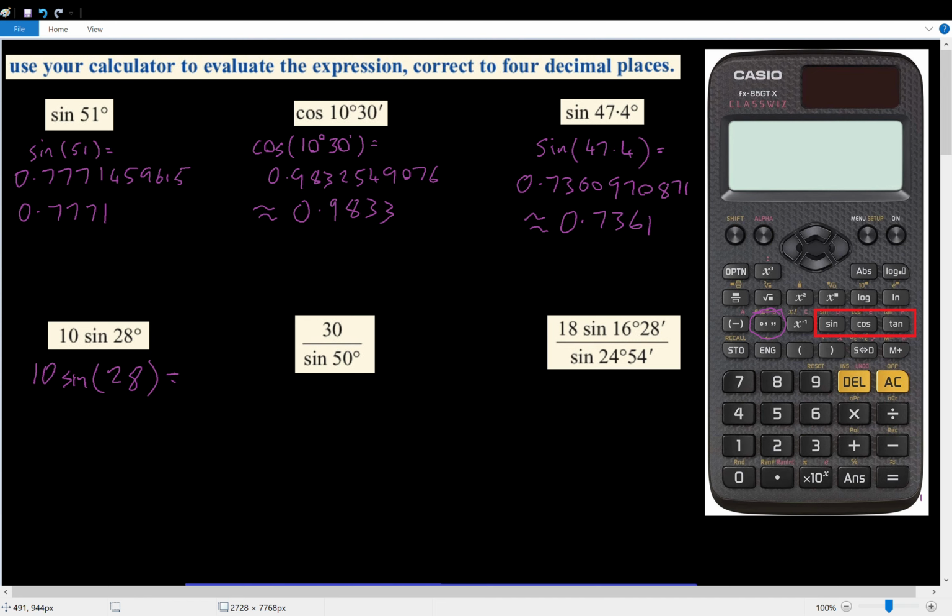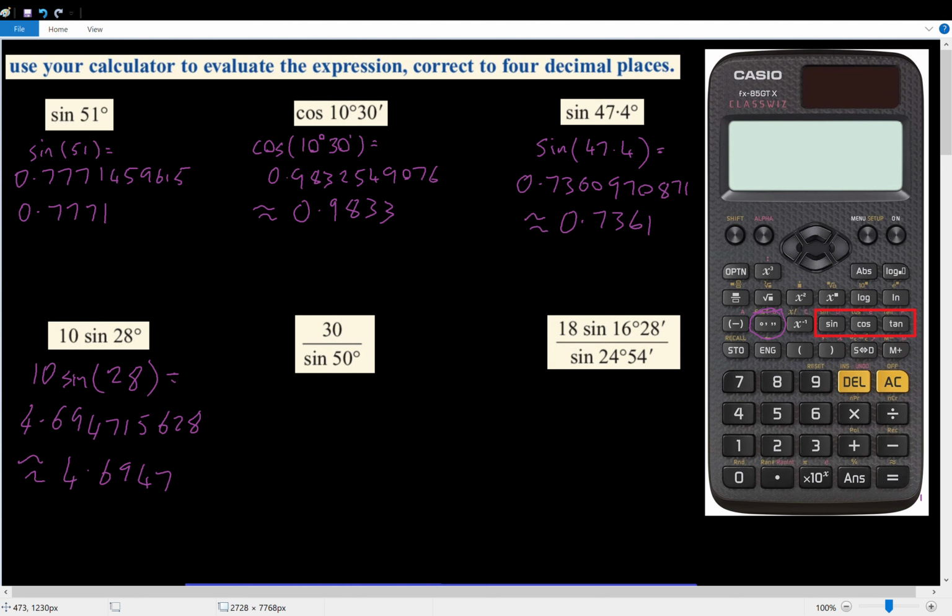Once we've done that, our calculator will tell us that the value of that is 4.71568. And if we round that to 4 decimal places, that's approximately equal to 4.6947, like that.